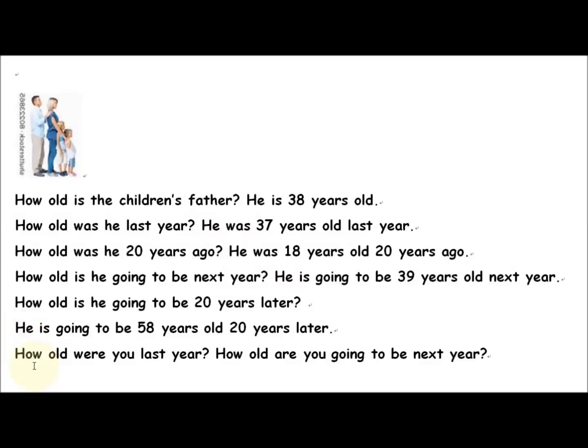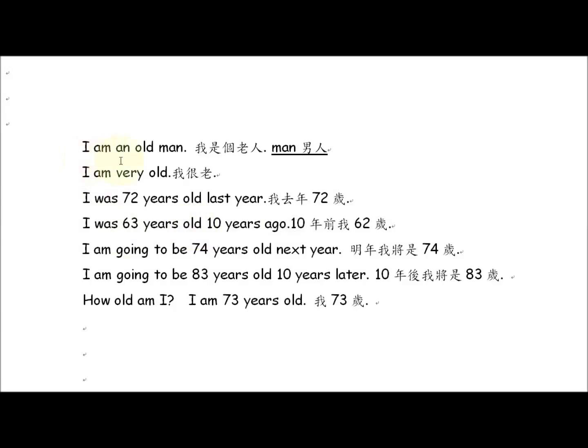How old were you last year? How old are you going to be next year? I am an old man. I'm very old. I was 72 years old last year. I was 63 years old 10 years ago. I am going to be 74 years old next year. I'm going to be 83 years old 10 years later. How old am I? I'm 73 years old.